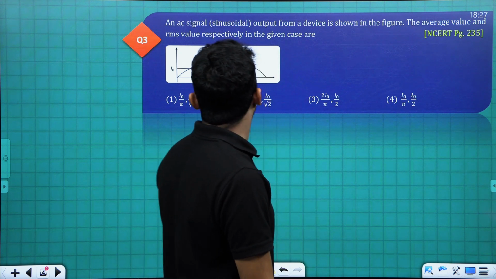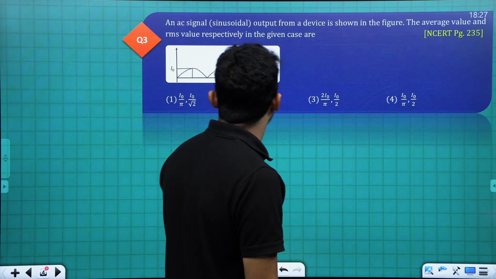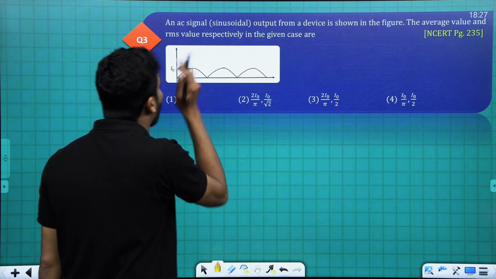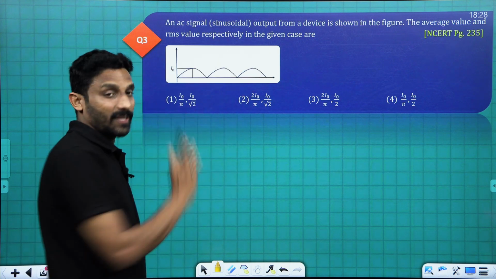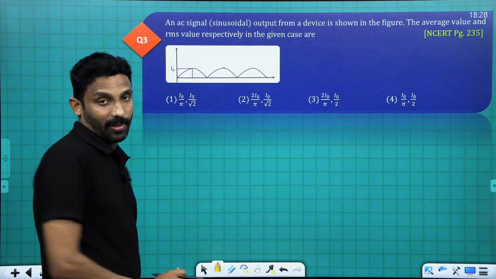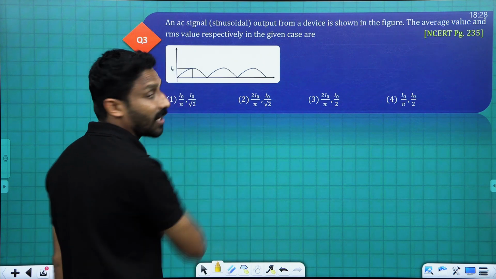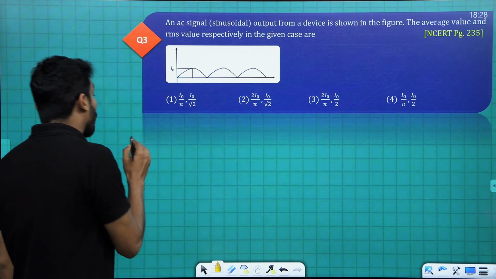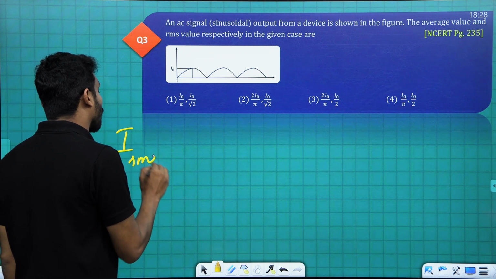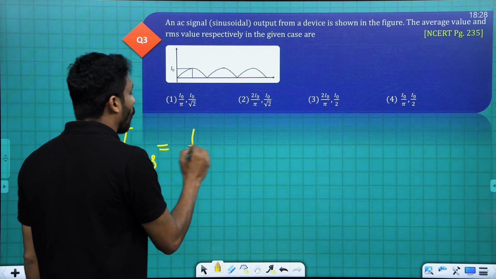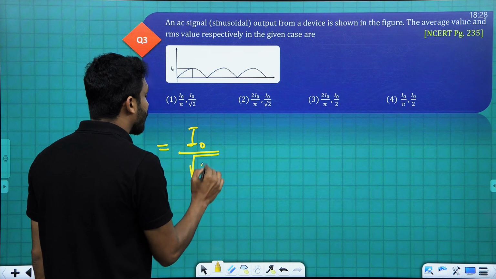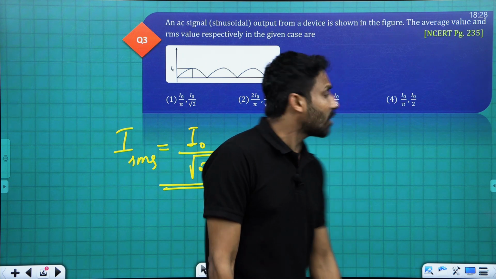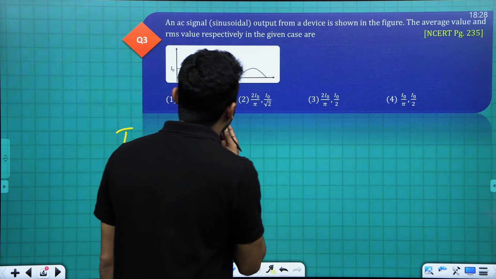The next one: an AC signal output from a device is shown in the figure. The average value and the RMS value respectively in the given case are? Clear? This is a half wave sinusoidal wave given in the figure. The peak value of the current is I0. Then what will be the RMS value? RMS value IRMS is equal to the peak value divided by root 2. We studied that relation. So the RMS value is directly obtained, that is I naught divided by root 2.